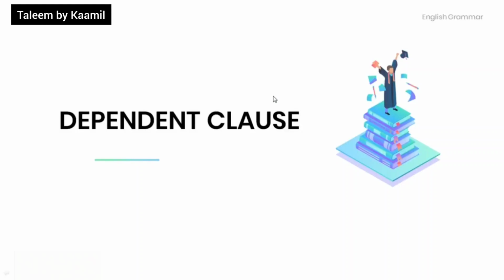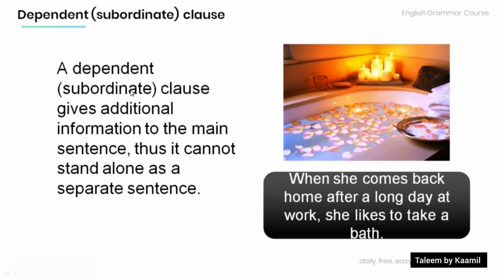Welcome to this tutorial. Today we're going to talk about dependent clauses. Let's get started. A dependent or subordinate clause gives additional information to the main sentence. Thus, it cannot stand alone as a separate sentence.